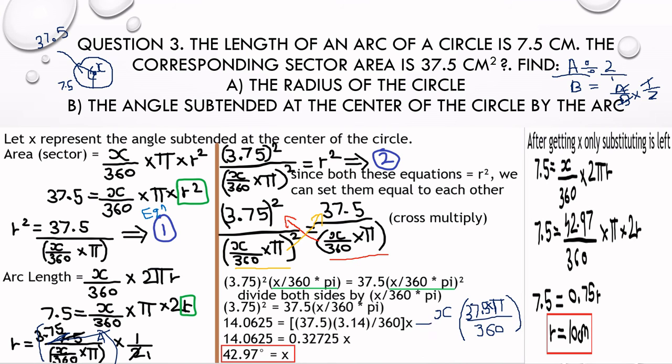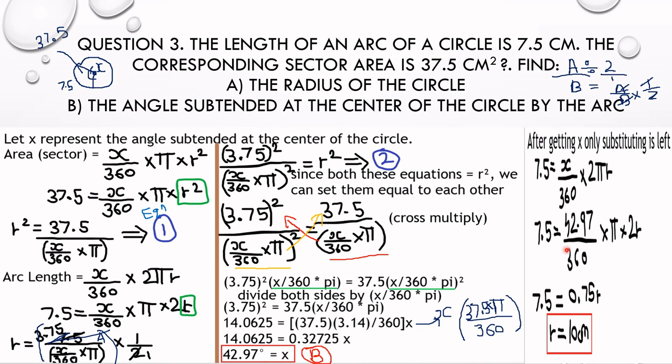Okay, got it. Now let's move on. So I'll put this on a calculator, you get the answer and make x the subject. 42.97 equals x. So we got x, the angle subtended. So we got the answer for B. So this is the answer for B.